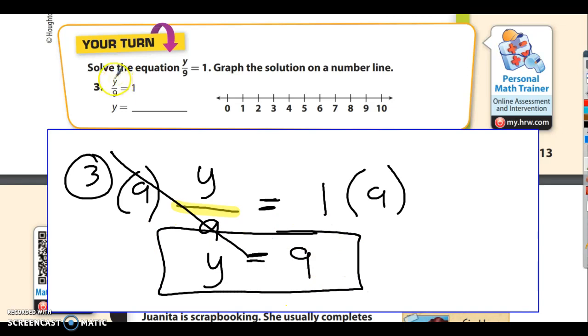That should make perfect sense because if I took y out and put 9 there, what is 9 over 9? 9 over 9 means 9 divided by 9. Therefore, y is equal to 9. And that gets graphed on the number line. Y is equal to 9.